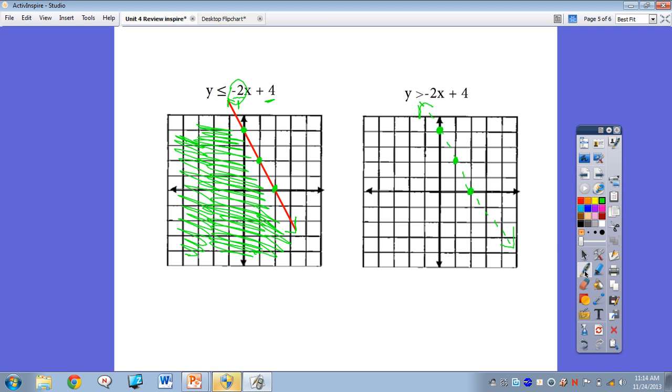Okay, and now in this inequality, where are we going to shade? Well, here's my line, and this symbol here means greater than, so we want greater than this line. Well, if I'm here, I'm below the line. If I'm here, I'm above the line, and since I want greater than, I will shade the part that is above that line. And that is how you graph an inequality.